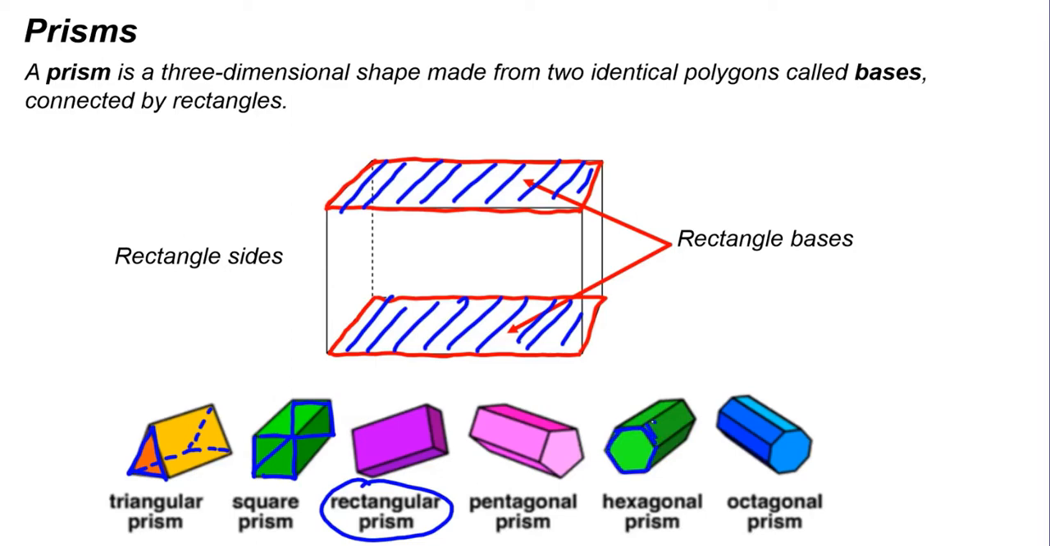And again, notice all of these sides are rectangles that connect the two identical bases. And then we have one missing in between here. That would be a seven-sided shape, a septagon or septagonal prism. And then here's an octagonal prism, depending on how you pronounce that. So it would be two identical octagons connected by rectangles. So the key to a prism is it has two identical bases.